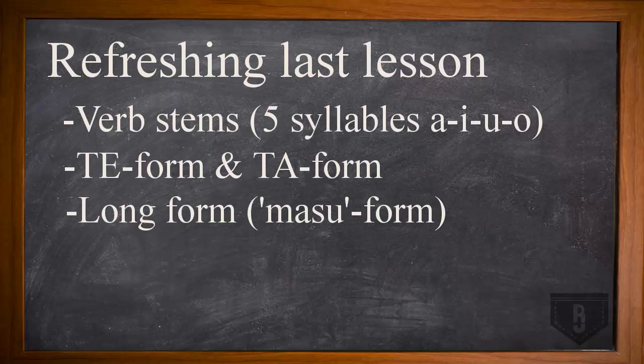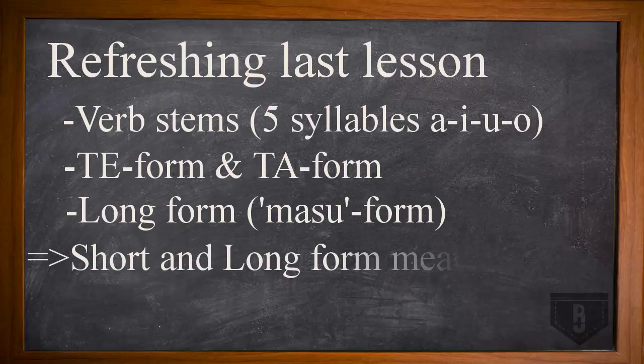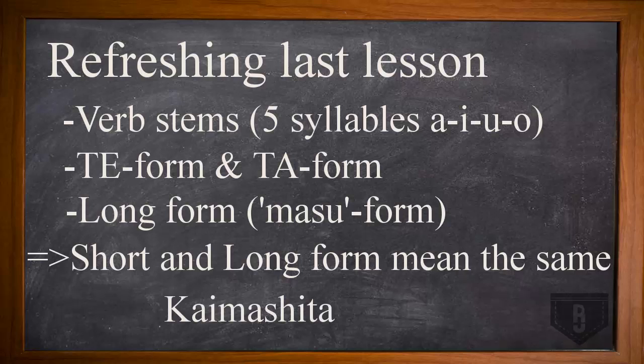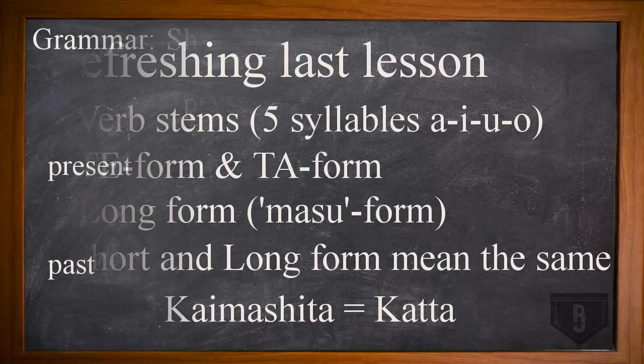Now, before I start, I also want to refresh your memory that basically the short form and the masu form don't have much of a difference in meaning. The only difference is that the short form is less formal and the masu form is used against your elders and against people with whom you should not be informal. So, for example, the affirmative past of kau would be both kaimashita, which is a long form, and it can also be katta, which is the short form. Now, let's take a look at how to form it.